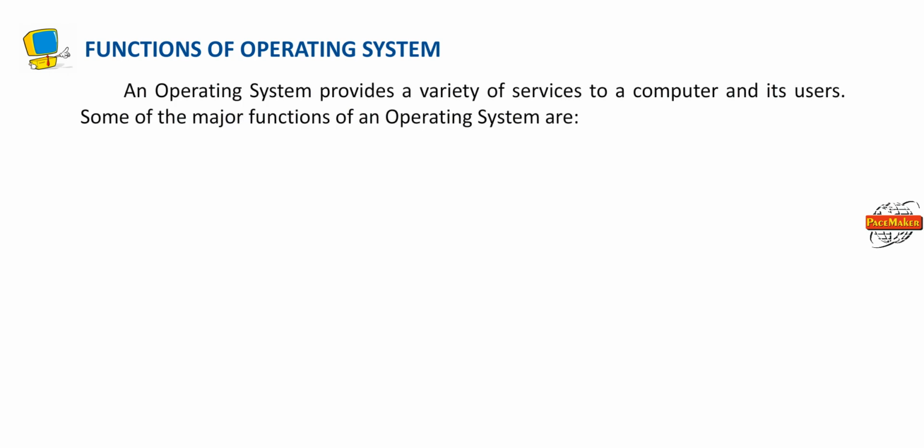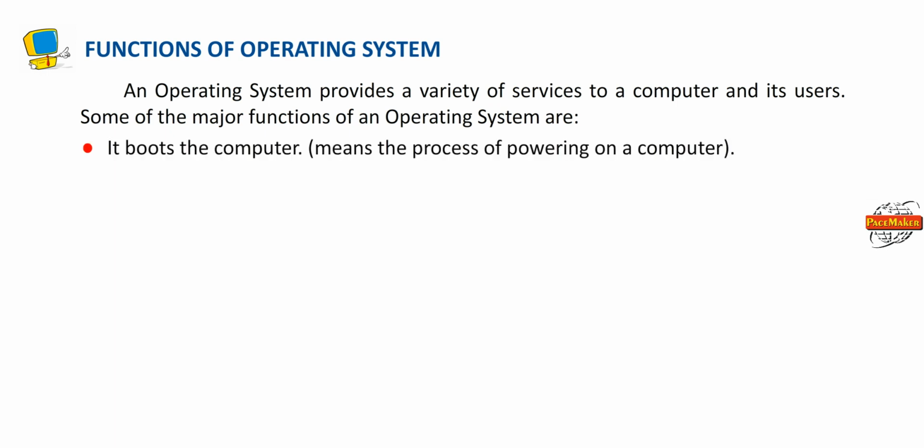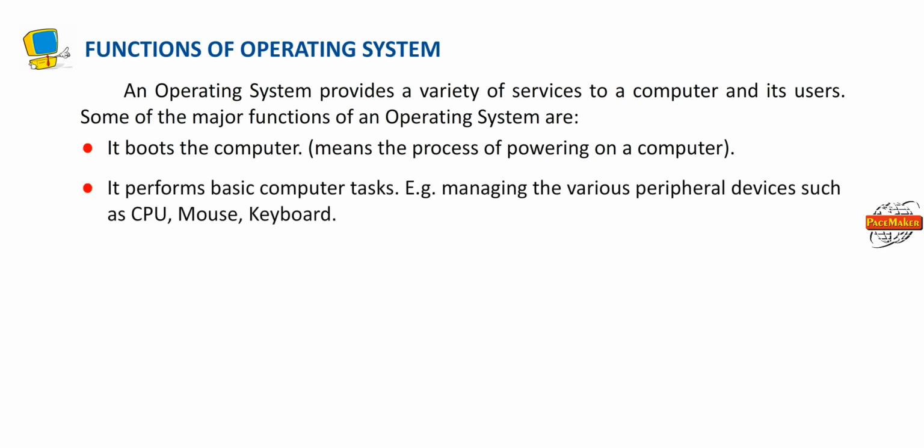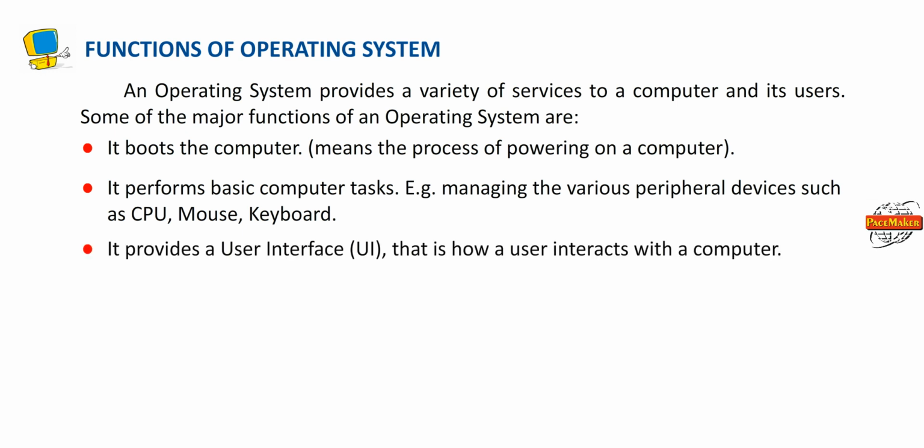Functions of operating system. An operating system provides a variety of services to a computer and its users. Some of the major functions of an operating system are: it boots the computer, meaning the process of powering on a computer. It performs basic computer tasks, for example managing the various peripheral devices such as mouse and keyboard. It provides a user interface, UI, that is how a user interacts with a computer.